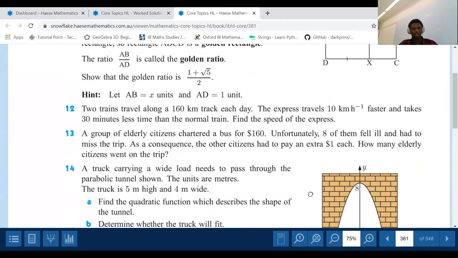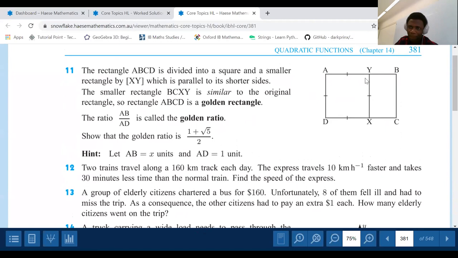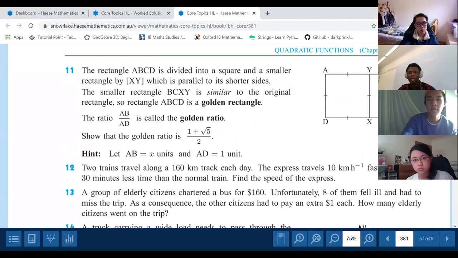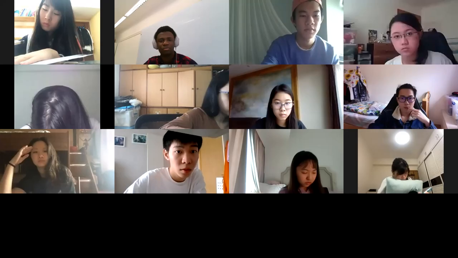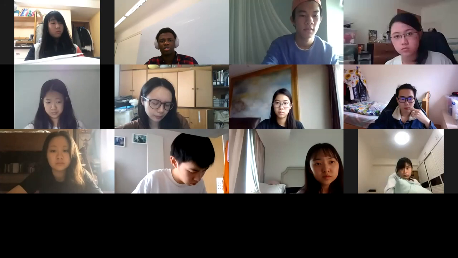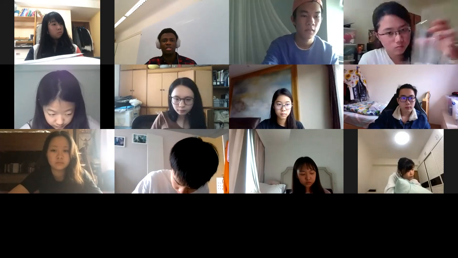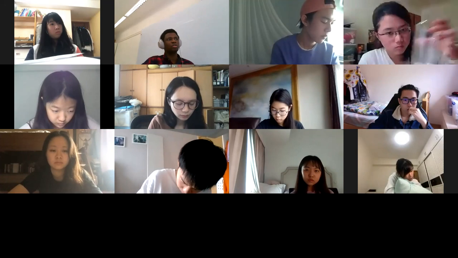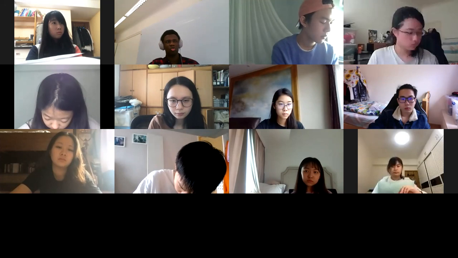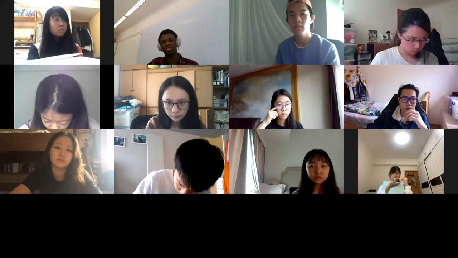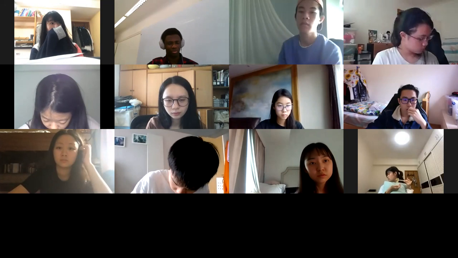Have you guys heard about the golden ratio? Have you heard about the Fibonacci sequence? There was a time I was crazy about the Fibonacci sequence and tried to test the ratio of two consecutive terms. After I got to maybe 20 and above, I realized that the ratio of two consecutive terms is approximately the golden ratio.